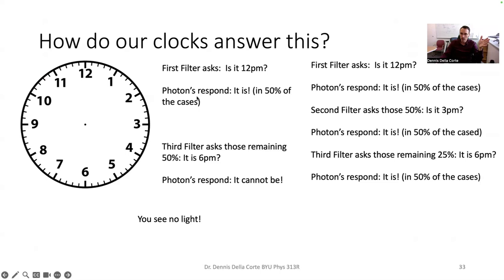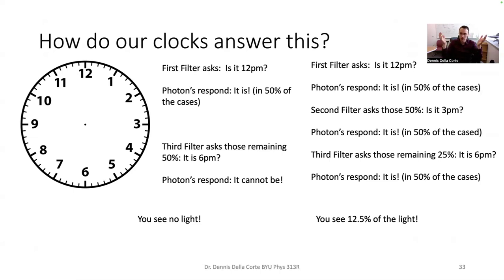So in the first case, where you only ask for 12 and 6, nothing passes both filters. So you see no light at all. And in the second case, where you first ask, is it 12 p.m.? Is it 3 p.m.? 12 p.m. gets you half of them. 3 p.m. gets you half of them. And then you ask for 6 p.m. It will give you half of those. So overall, 12.5% of the light will be visible.